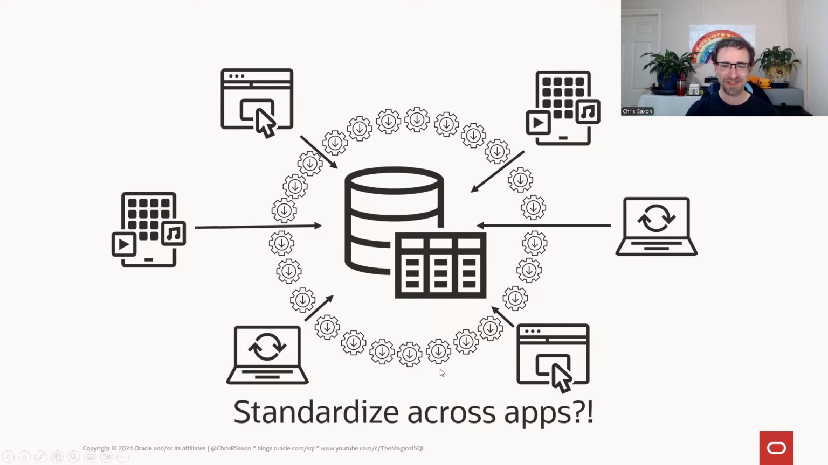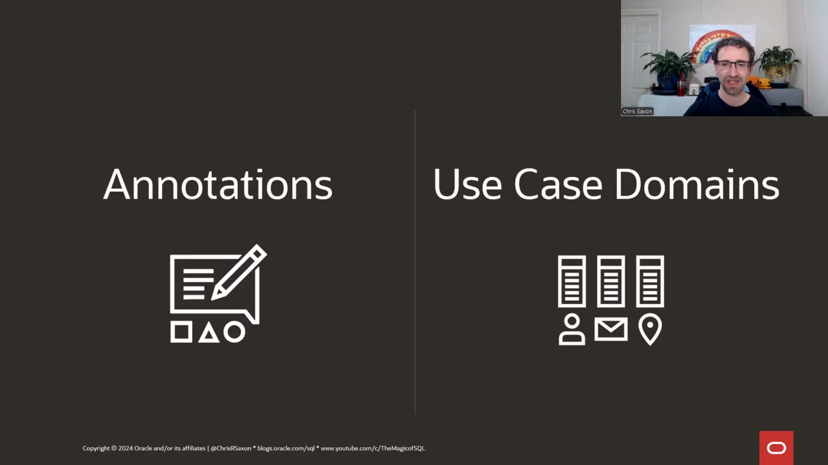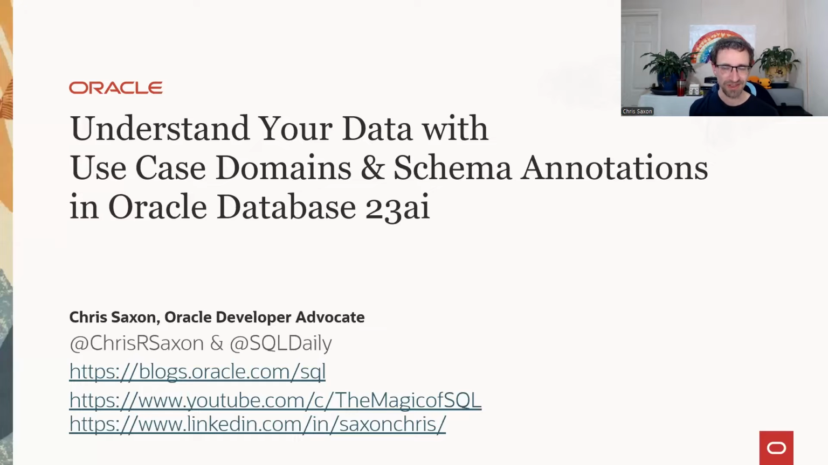So how can we standardize these values across the apps to make sure that they all interact with them in the same way? After all, a credit card number has the same rules and principles whichever app you're using. You want them all to use it consistently and uniformly across your application. So how can we do this? Well, we're going to look at two things we've introduced in Oracle Database 23 AI to help you with that: schema annotations and data use case domains. We will dive into the details of those today.